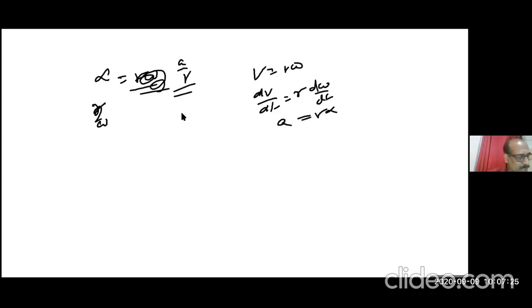What is the angular acceleration of a particle moving in a circle of radius r with an angular speed omega? So omega is angular speed, r is radius, so d omega by dt is a by r.